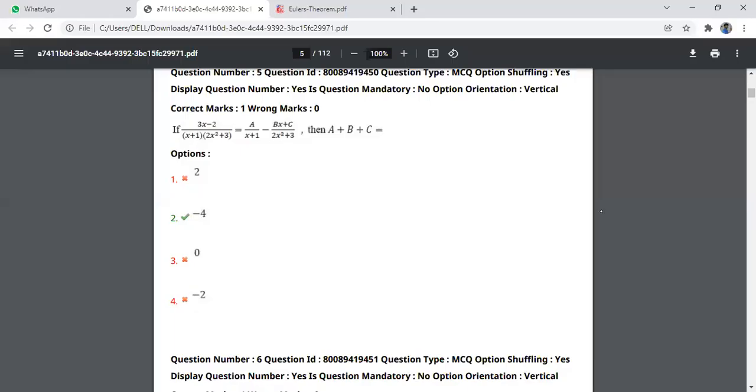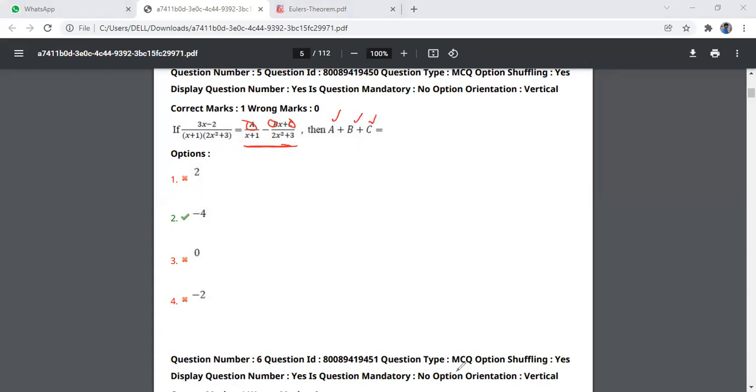In partial fractions, this is one more question. In partial fractions, very simple. We can score the marks very simply from the partial fractions. So here they are asking 3x minus 2 by (x plus 1)(2x square plus 3), and they have already given what we have to take: a by x plus 1 plus (bx plus c) by 2x square plus 3. But they are not asking simple a, b, c. Here also they are asking a plus b plus c.